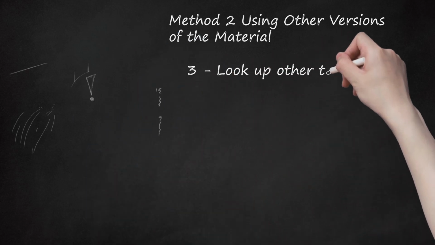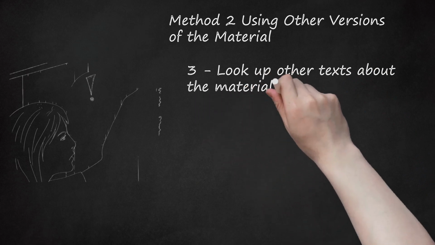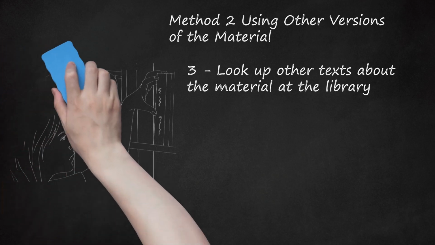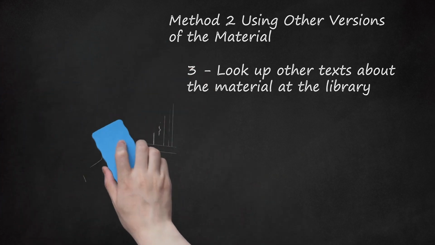3. Look up other texts about the material at the library. Head to your school library and do a search for reference articles or texts about the assigned text. Often, there will be scholarly articles on themes or characters in the text, as well as shorter texts that contain a synopsis of the book. This will give you a fundamental understanding of the material and reference points you can use in your exam.